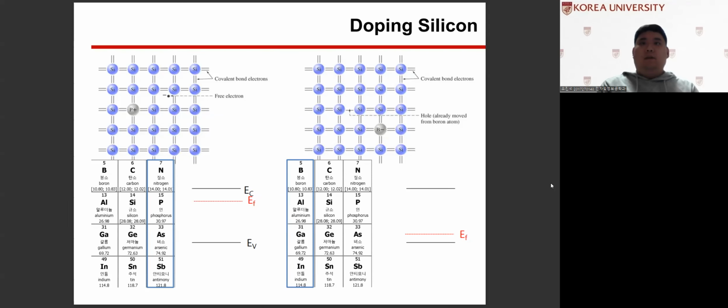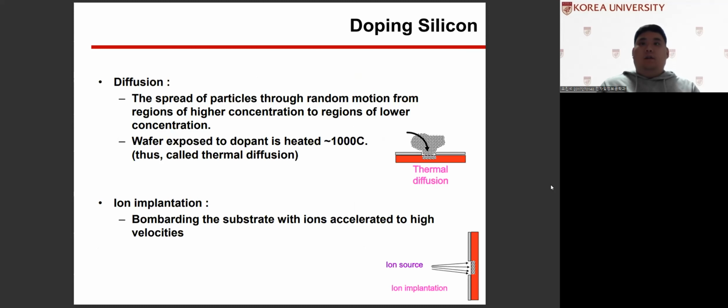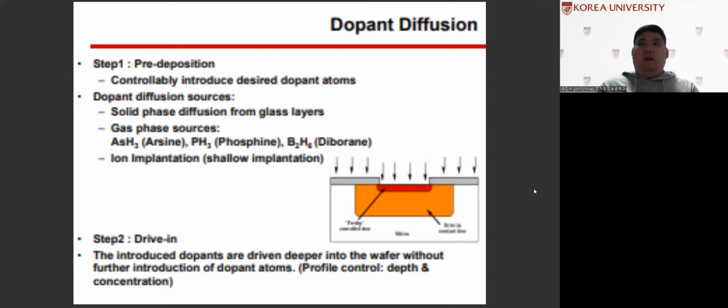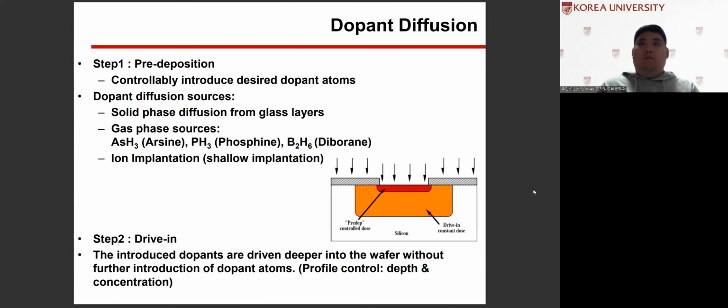Today, we're going to discuss the doping of semiconductors. We largely use two ways to dope silicon. First we use diffusion, and second we can use ion implantation. I'm going to discuss doping by diffusion first.